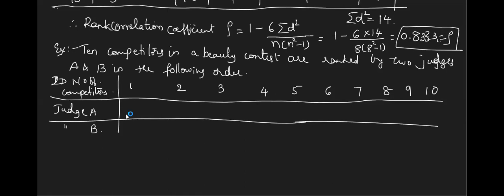Judge A marks are 1, 6, 5, 3, 10, 2, 4, 9, 7, 8. Judge B: 6, 4, 9, 8, 1, 2, 3, 10, 5, 7.